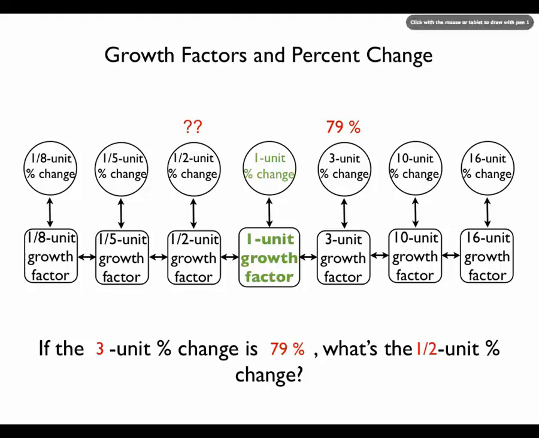So the whole point is we need to stay on the road to get from here to here. What's our first stop in our journey from 3 unit percent change to 1/2 unit percent change? What's our first stop? To do what? 1 unit growth factor? There's another stop before that.